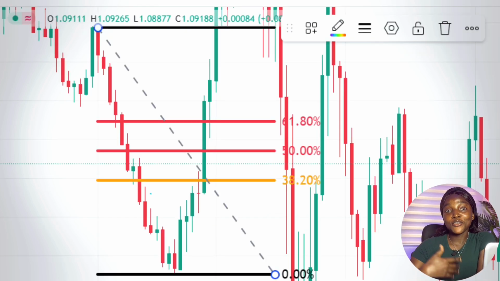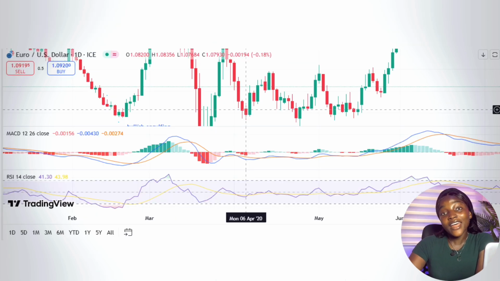Always keep in mind that you can use tools like Fibonacci retracement and indicators like MACD and RSI to confirm the signal that you get from the bullish engulfing candlestick pattern, or to confirm the signal you get from any candlestick pattern actually. Always confirm the signal, and you can use these tools.